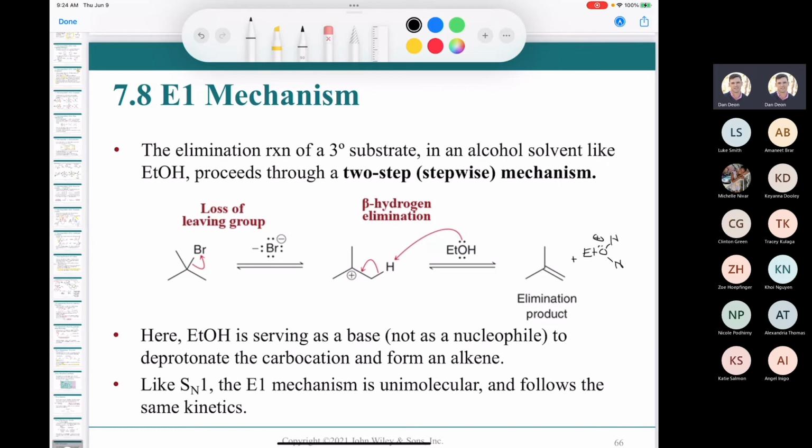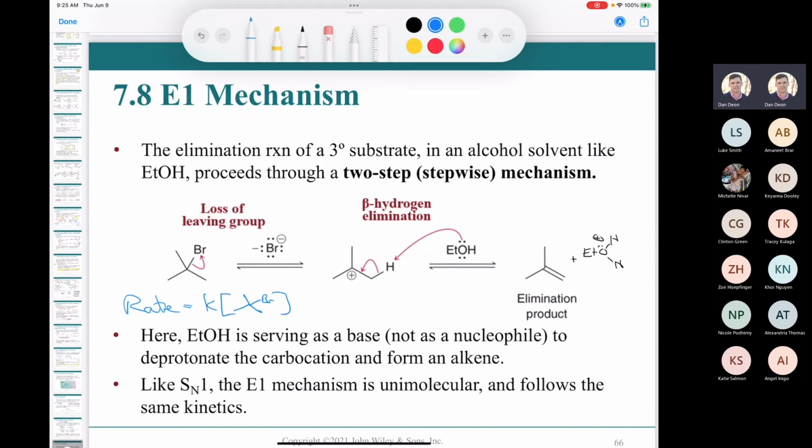And just like the SN1 reaction, the E1 reaction is unimolecular. It follows the exact same kinetics. The rate law depends only on the concentration of the substrate. It's the same old, I'll even write it in here so that you can go back to the video if you need to. Rate is equal to k multiplied by just the concentration of the substrate only.